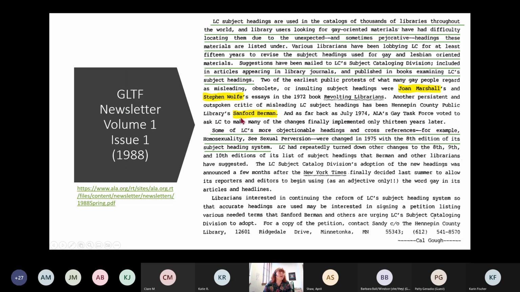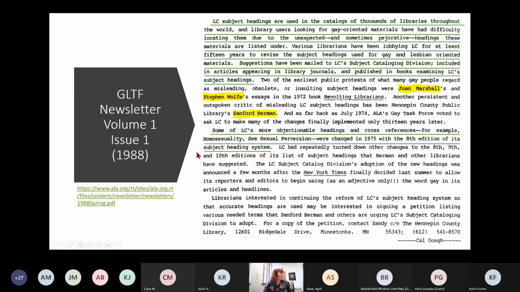So LC subject headings are used in the catalogs of thousands of libraries throughout the world, and library users looking for gay-oriented materials have had difficulty locating them due to the unexpected and sometimes pejorative headings these materials are listed under. Various librarians have been lobbying Library of Congress for at least 15 years to revise the subject headings used for gay and lesbian oriented materials. Suggestions have been mailed to LC's subject cataloging division, included in articles appearing in library journals and published in books examining the controlled vocabulary. I found that really interesting, and it really speaks to how it's about patrons. It's about findability. You don't want to alienate your patrons, and that will come up in a couple slides here. Some of Library of Congress' more objectionable headings and cross-references, for example, homosexuality, see sexual perversion, were changed in 1975 with the 8th edition of its subject heading system.